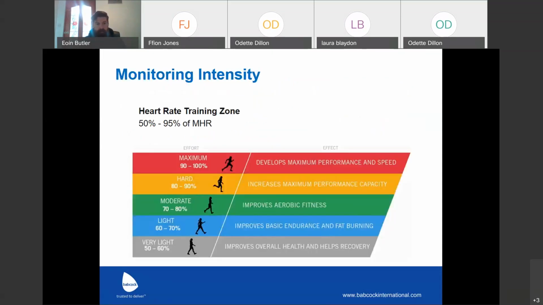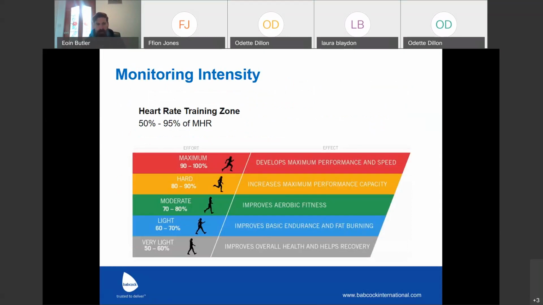So the RPE scale works in line with heart rate training zones as well. The RPE scale, as you all know, is the rate of perceived exertion, 1 to 10 on the scale, as to how the client feels during the session.